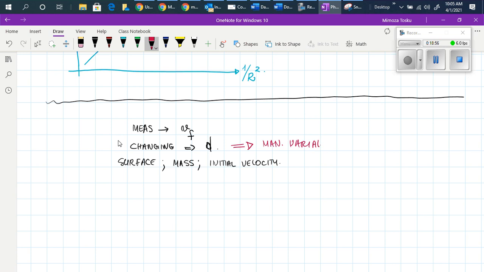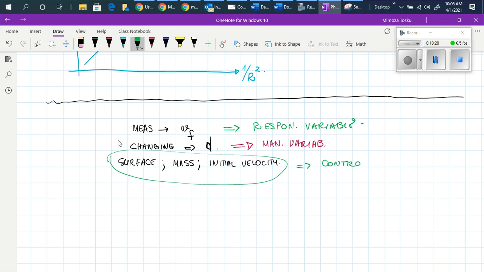What you are measuring is the final velocity. So this will be the responding variable. And all those ones, this group here, will be controlled variables. Those are variables, quantities that are kept constant through the experiment.